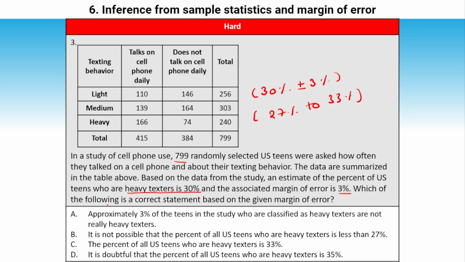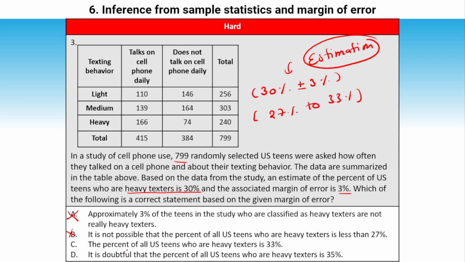So let's see option A. Approximately 3% of teens in the study who are classified are not really heavy texters. No, this is not 3%, right? This margin of error is given. It is not possible that the percent of all US teens who are heavy texters is less than that. No, it's also possible, right? This is only our estimation. There is also a possibility that it could be less than 27%. So this is wrong.